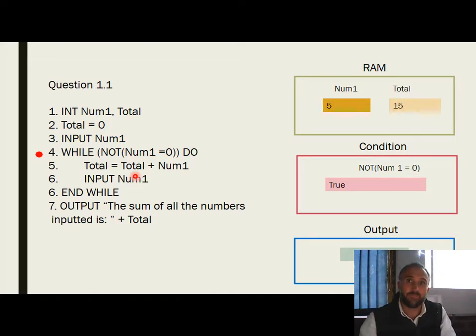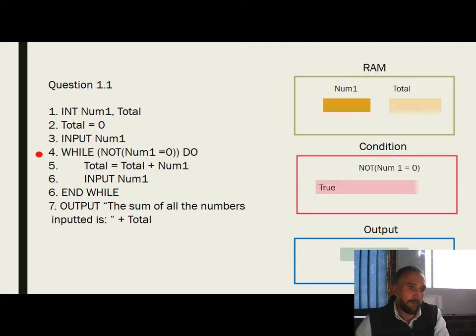Do you guys follow? So now, if we redo this again, I'm going to go back to here. So we're going to clear our variables. I don't want to delete the whole thing, I just want to delete the contents of it. Okay, so we go back to the top. Int num1 and total, so we declare it. We go to the next line. Total is equal to 0. Input num1.